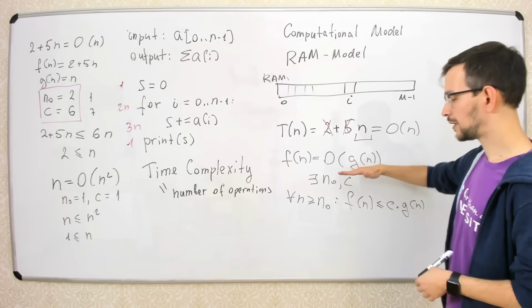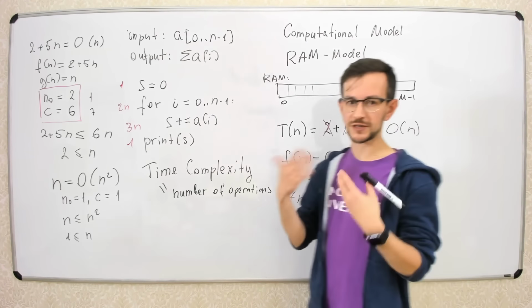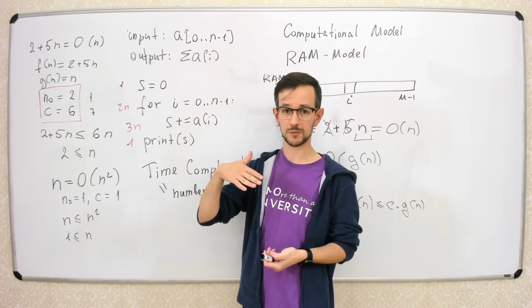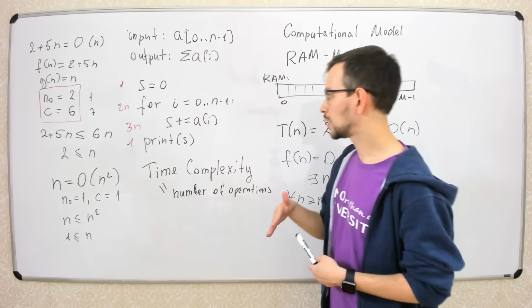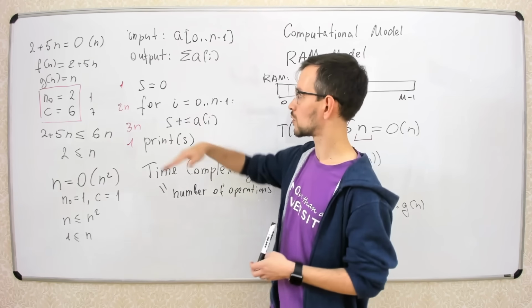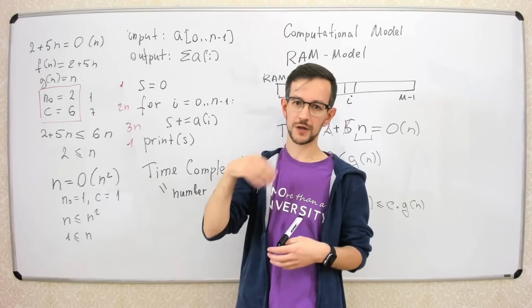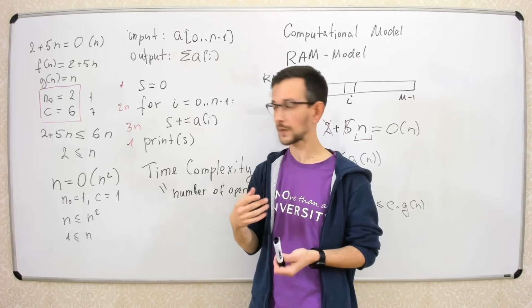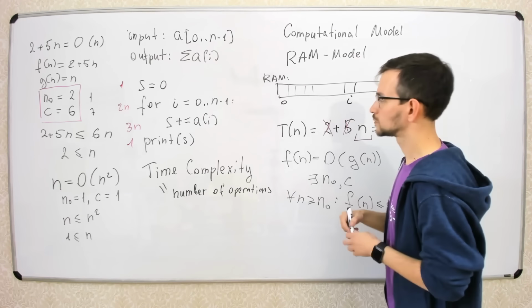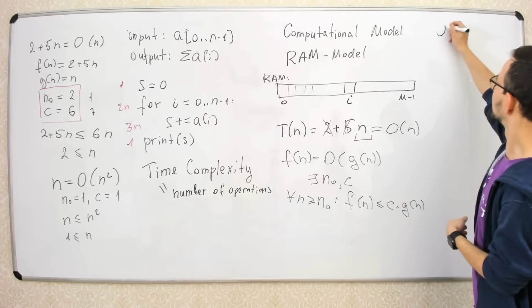So this big O notation shows not the real asymptotics, but the upper bound of the asymptotics. When you prove that your algorithm works in big O of n time, you prove that your algorithm is not slower than big O of n.